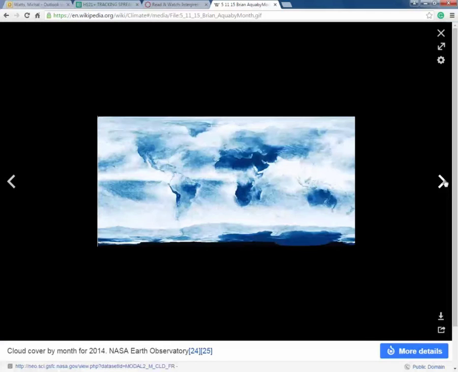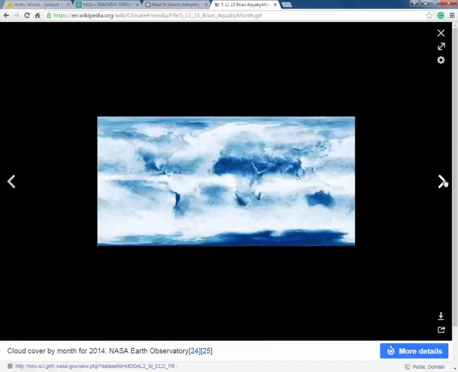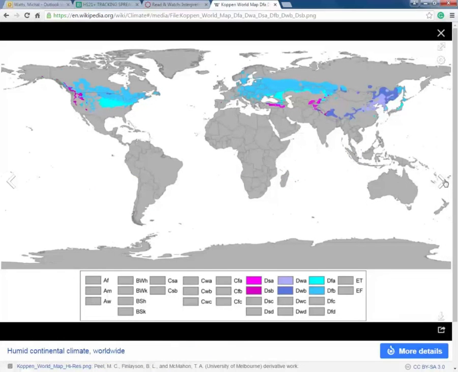This is cloud cover by month from 2014. And then here we have humid. And these are abbreviations. Notice this one doesn't tell us what these abbreviations are, so this might be really confusing for those of us who don't have prior knowledge.